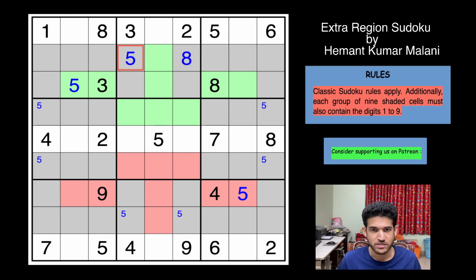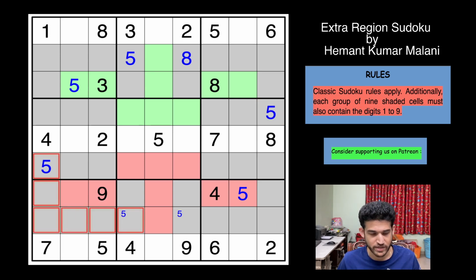5 goes here, which means 5 cannot be here, so 5 goes here, 5 goes here, and 5 is in the same region, so 5 is not here, so 5 goes here, and we have got all the 5s in the grid.